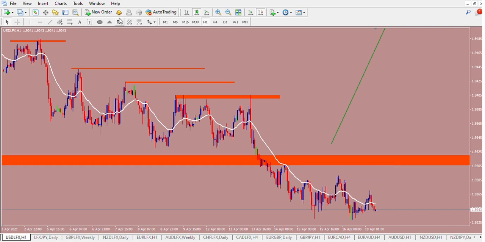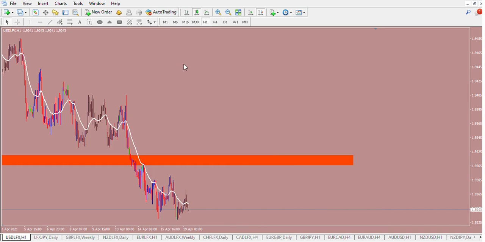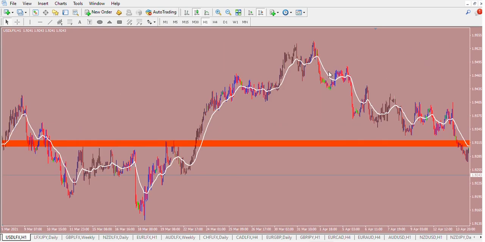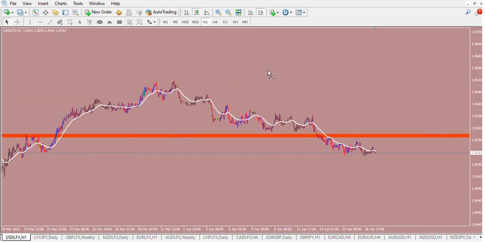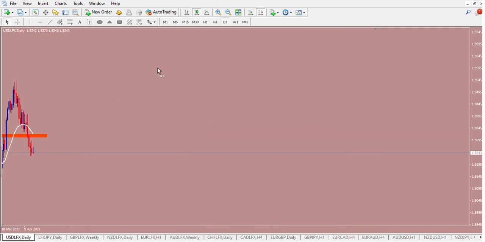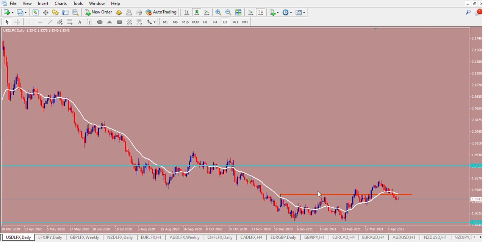So until I see a market structure break in the 1 hour, to me the USD is going to be bearish till it gets to this point. This is the area I'll be looking to start looking for a market structure break, till it gets to this point here, this resistance line, or it drops down to this zone.